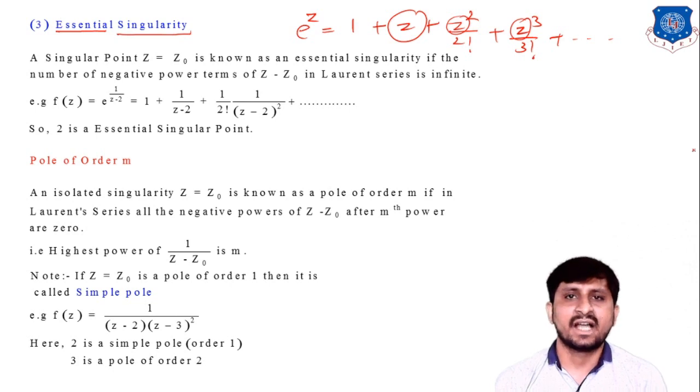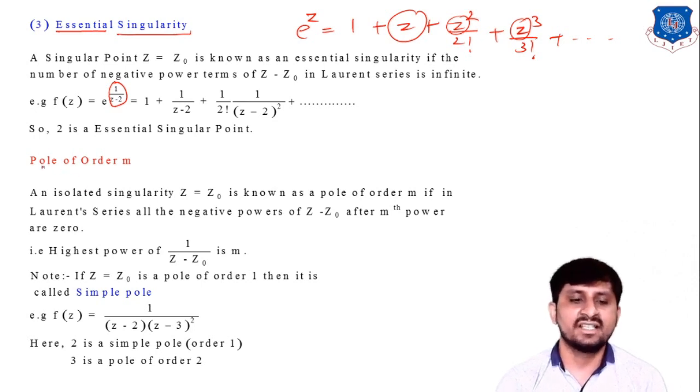I hope you can understand, first of all, what is your singular point? The singular point is z is equal to 2, because at z is equal to 2 this term is not defined. 1 upon z minus 2 is not defined at z is equal to 2. So only 2 is a singular point, right?